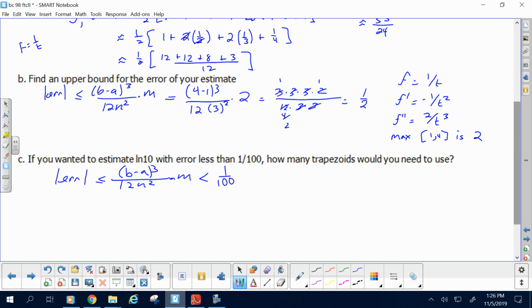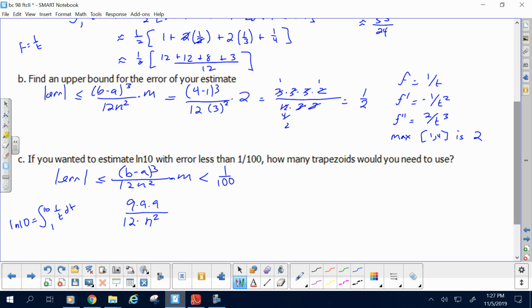What is b minus a in this case? 9, yeah? Or 10 minus 1. Oh, you know what I really should do is first say, this is what I'm doing. Natural log of 10 is the integral from 1 to 10 of 1 over t dt. Yeah, you should always make that your starting point. Sorry, what is n? Do we know it?